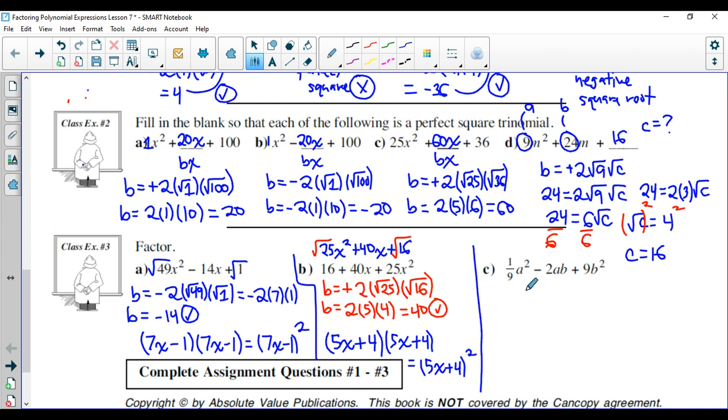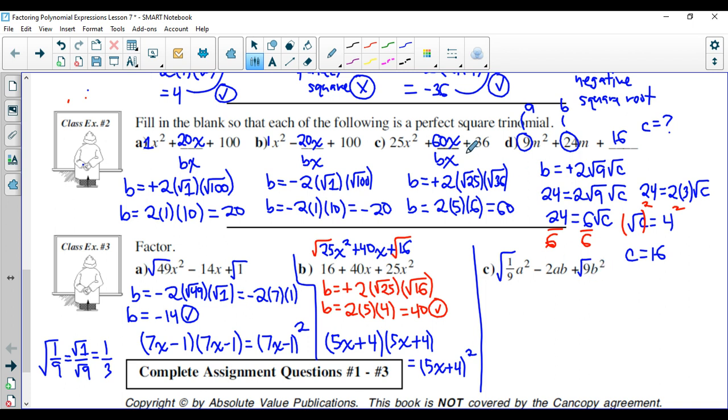Okay, last one. We got a fraction here to deal with. Okay, it's not a huge deal. So let's do our tests first of all. The square root of 1 over 9, is that a perfect square? Well, if you have a fraction, like the square root of 1 over 9, you can actually calculate this root by just separating the numerator and denominator into their own radicals. So this would be the square root of 1 divided by the square root of 9. That would be 1 over 3. Okay, so that is a perfect square. The last term, same thing. I can take the square root of 9, no problem.